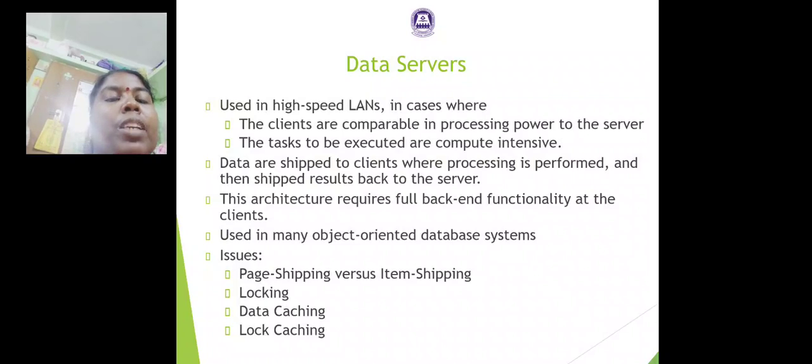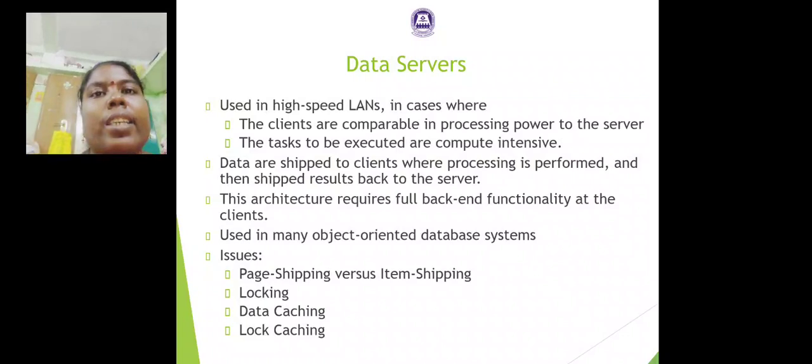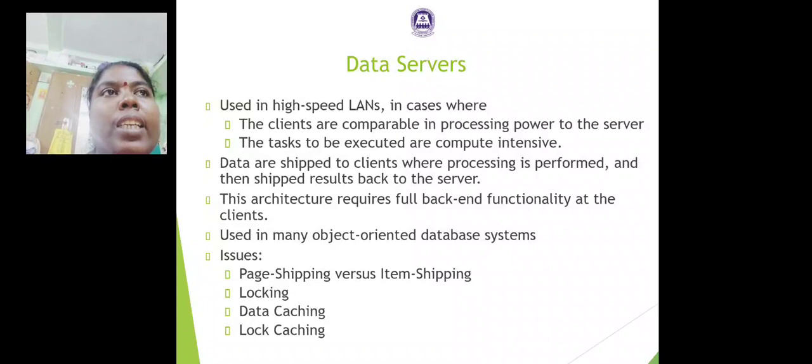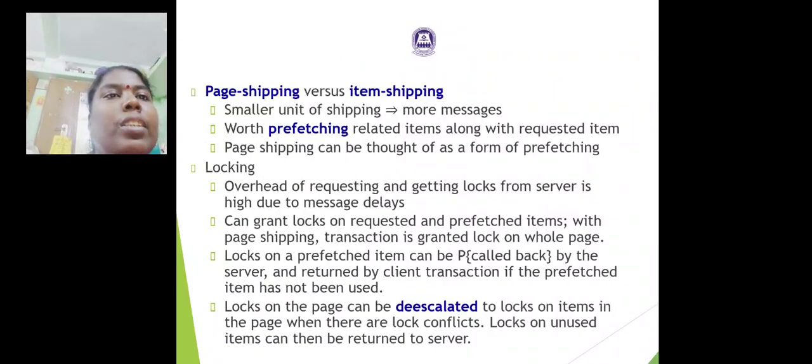The main issues are page shipping versus item shipping, locking, data caching and log caching, because the data is worked on by the client machines. More than one client takes data from the server. If you modify any data from the client side, the data update is the main problem. That means concurrency is the main problem of data servers, because every client has cached data, and the cached data must be updated in all the systems. So cache concurrency is the main problem in data servers.